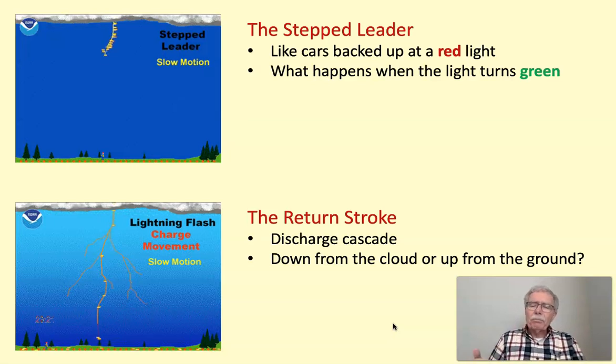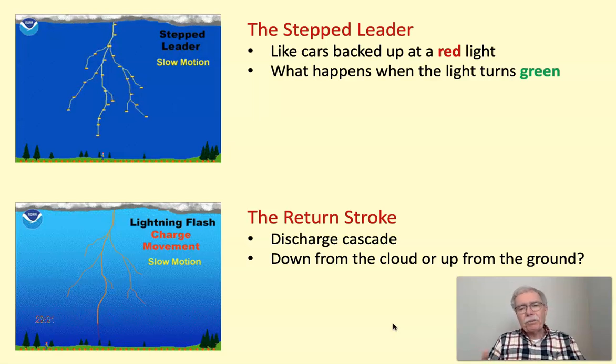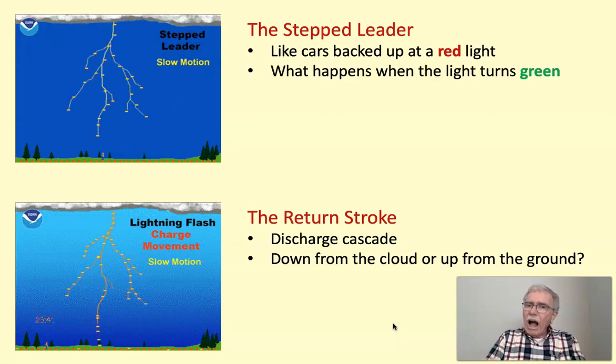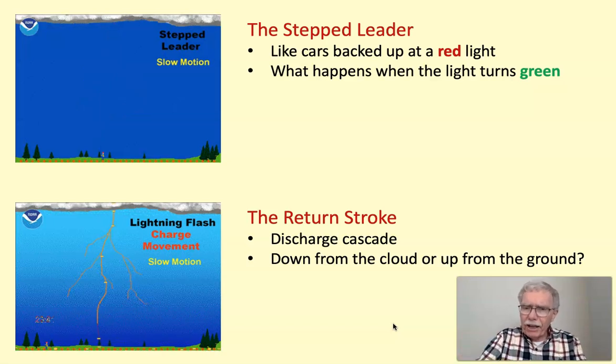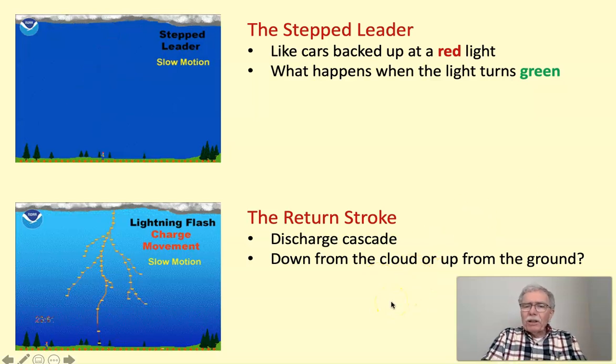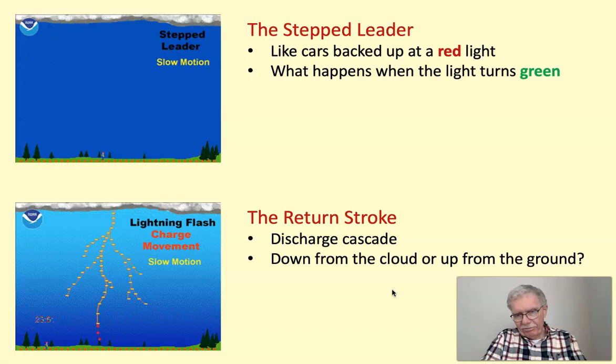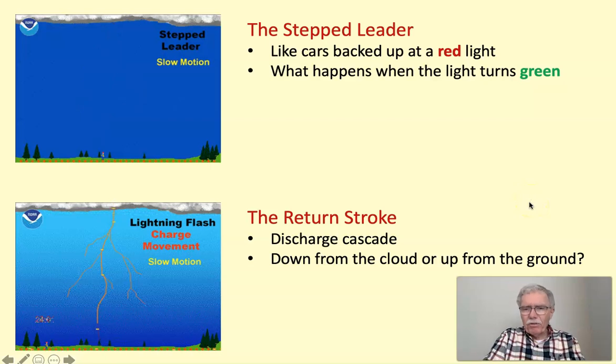If you're backed up at a traffic light in heavy traffic and the light turns green, but you're not at the beginning of this pack of cars, you're way back waiting. Do you go right away? I don't think so. We're going to talk about that more in our discussion. So really the question is, does lightning strike down from the cloud or up from the ground? Wait for the discussion. I think you'll find the answer to be very interesting.